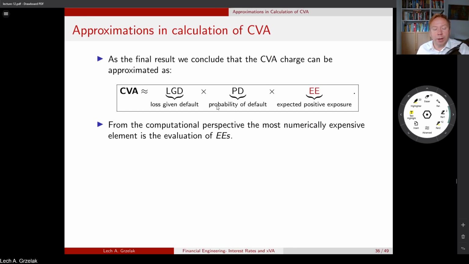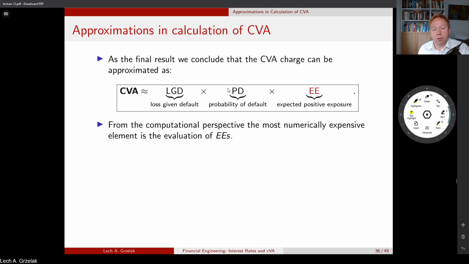So overall, how can we express our CVA? There are three main elements. The first one is 1 minus the recovery rate, called loss given default. Second, we multiply by the probability of default. And the third one is the expected exposures. The expected exposure part is the main interest of our course, because it involves simulation of different risk factors, calculation of the expected exposures, and so on. This is the main part, and from a computational perspective, it is also the most expensive one.